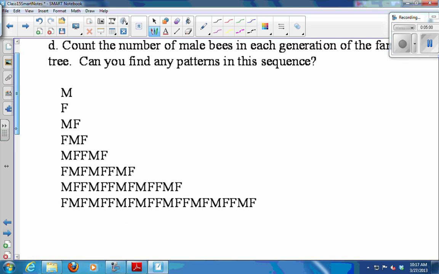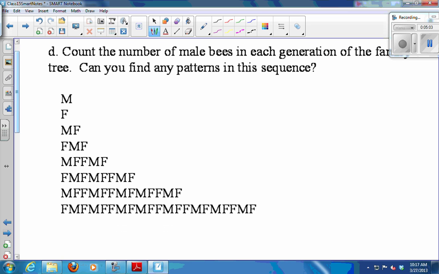Okay, so let's just count the male bees. So I just wrote out the populations again. You have them written in your notes. If you just count the number of male bees in each generation, we've got 1, 0, 1, 1, 2, 1, 2, 3, 1, 2, 3, 4, 5, and 1, 2, 3, 4, 5, 6, 7, 8. What do you notice about these numbers? Same pattern. Every number in the list is the sum of the previous two. The first two numbers are different, 1 and 0, instead of 1 and 1, but then the pattern picks right back up.